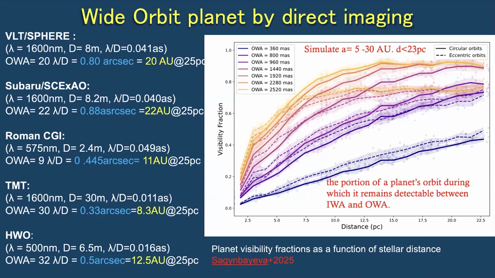So this paper estimated planet visibility fraction as a function of the stellar distance. Here the visibility function stands for the portion of the planet's orbit during which it's detectable between the inner working angle and the outer working angle.